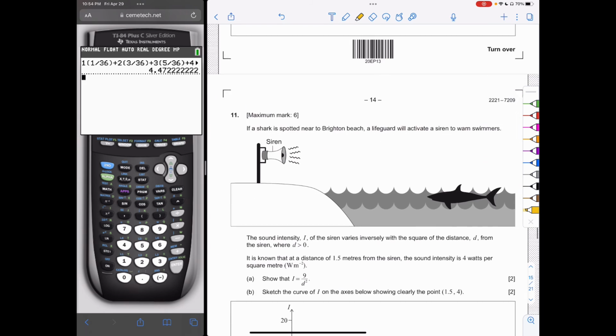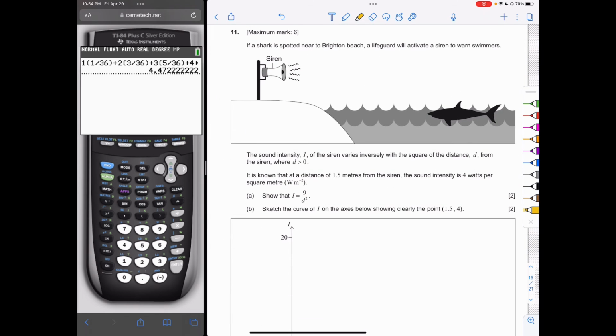All right. So now let's look at number 11. It says, if a shark is spotted near Brighton Beach, a lifeguard will activate a siren to warn swimmers. The sound intensity I of the siren varies inversely with the square of the distance d from the siren, where d is greater than 0. It is known that at a distance of 1.5 meters from the siren, the sound intensity is 4 watts per square meter. We need to show that the sound intensity is equal to 9 divided by the distance squared.